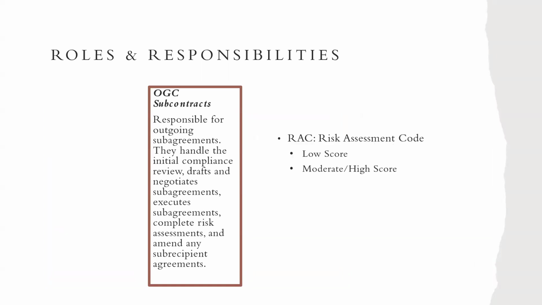So just to re-emphasize this idea of the risk assessment, because it will come up in the next few slides as we go through the process: OGC Subcontracts sends a risk assessment code for each of our new subrecipients. And they will mark either low score, moderate score, or high score. And for the sake of this process, we respond one way with a low score and another way with a moderate or high score. So I'll be sure to mention the differences there for both our invoicing and our scope of work tracking.